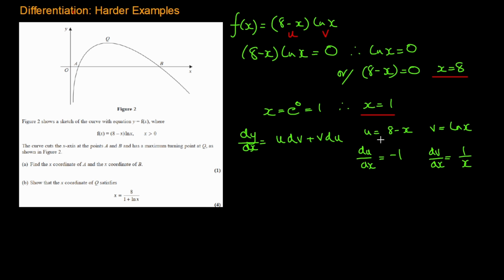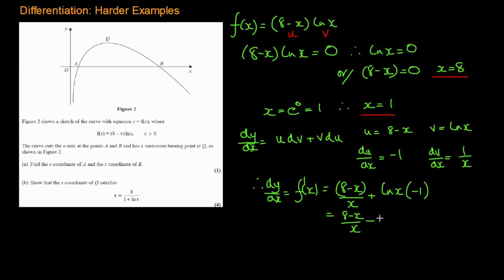So we've got all the constituent parts of our product rule formula, so I can say that dy/dx, which in this case is f'(x), is equal to u dv/dx, so (8 - x) times 1/x, plus v du/dx, so ln x times -1. Just going to put that in a bracket and sort that out later. So simplifying a tiny bit, we get (8 - x)/x - ln x.